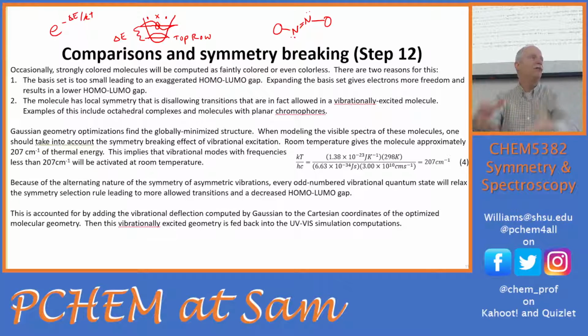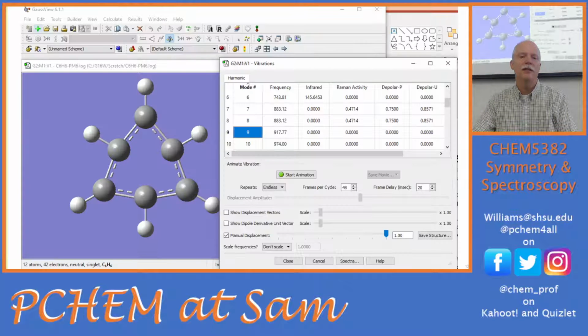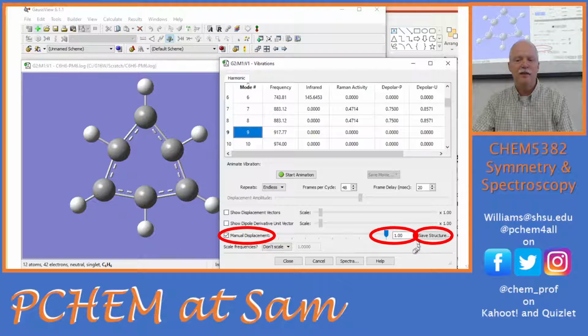Okay, and then convolve them with a lognormal, add them into the planar structure, and build this accurate visible spectrum of that molecule. That would give you a really good color prediction. So this is sort of changing that vibrational mode. If this was benzene and I picked that vibrational mode, now it's a bad one because it's 900 wave numbers, okay? But the point is, down here at the bottom, it says manual displacement. You can set it to 1 and save that structure.